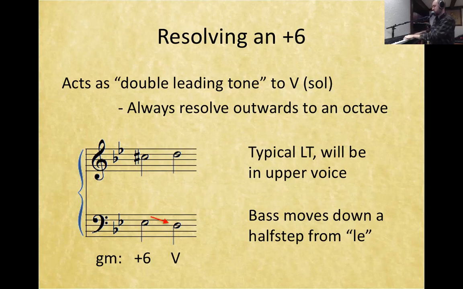So we've got two half-step motions here. Le, sol, moving downwards in the bass. And then in an upper voice, we've got fi, sol. That's the interval of an augmented sixth. So the technique here is to have those move outwards, and that's really central to it. So I hope you can hear that double leading tone idea that always resolves outwards to an octave.